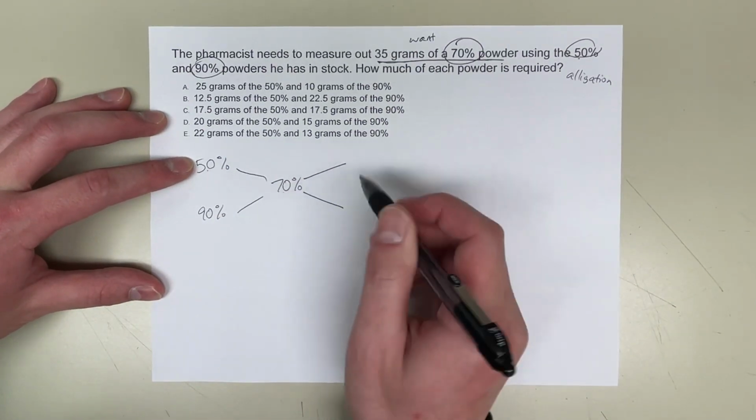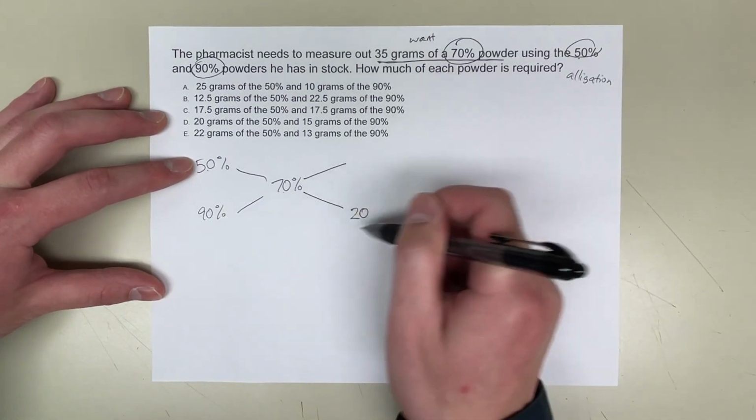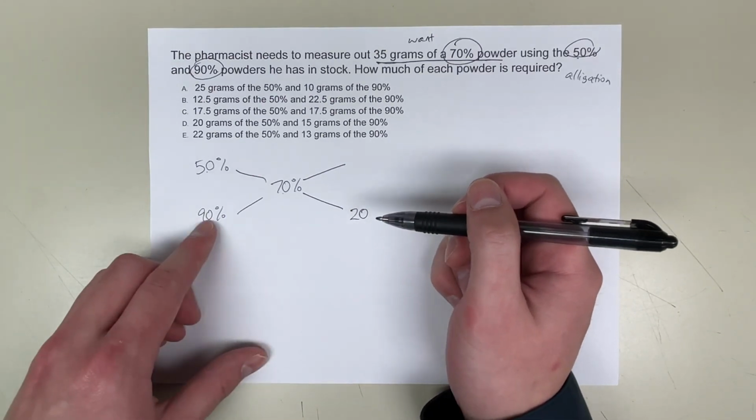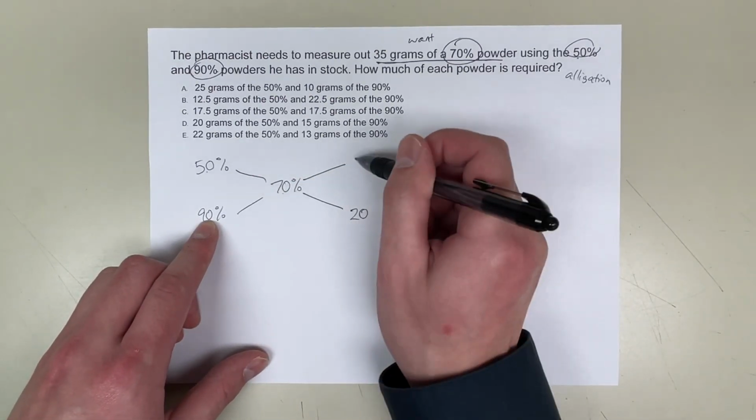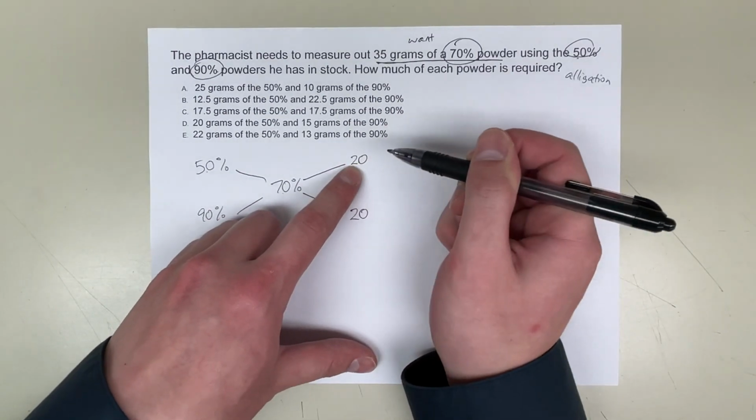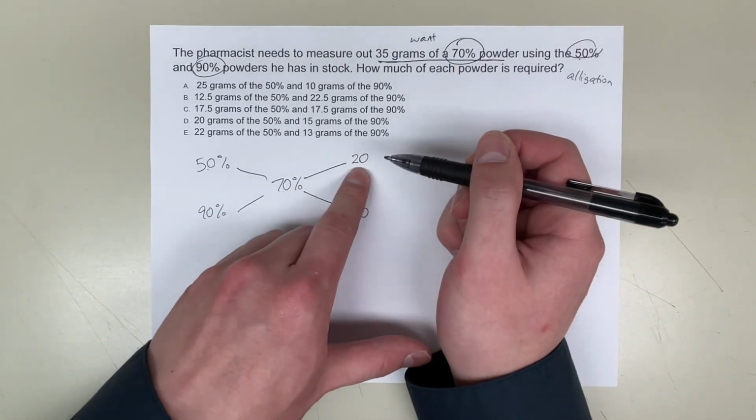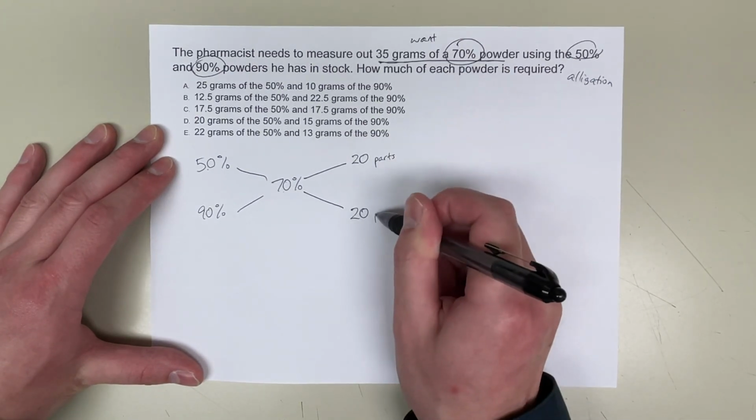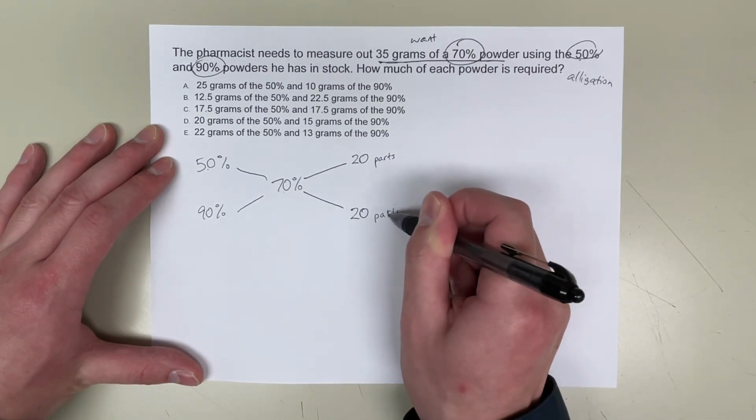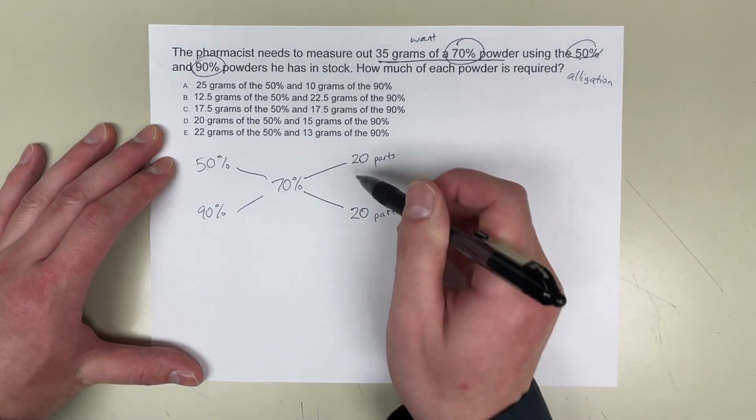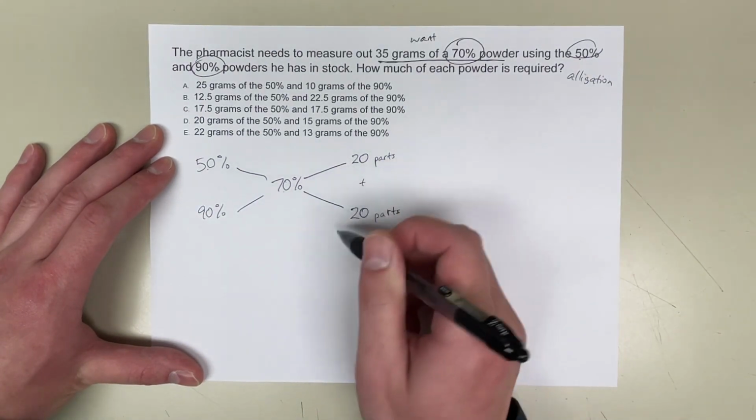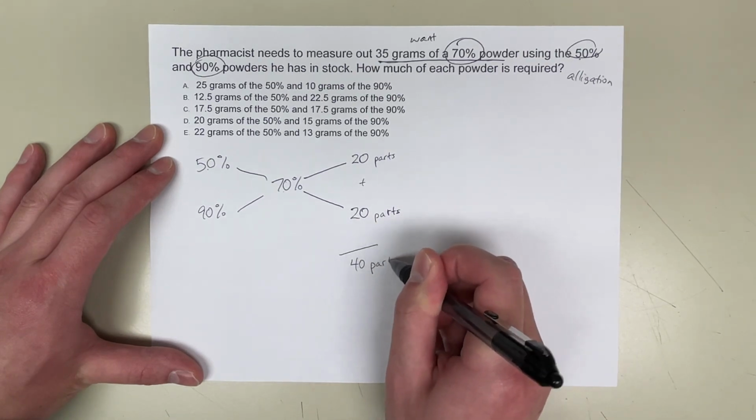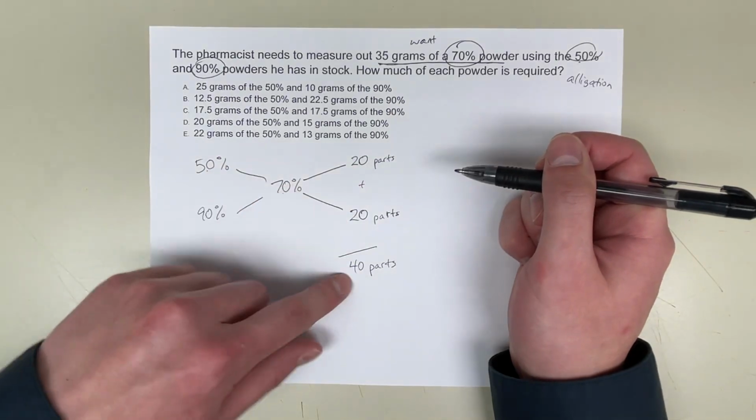50 minus 70 equals 20. You don't have negative numbers, just keep the positive number, the absolute value. And so this one, 90 minus 70 is equal to 20. So this represents the parts of the total mixture that you're gonna be using. So that's why you will add these together to find the total amount of the parts. So it's 40 parts total. 20 plus 20 is equal to 40.